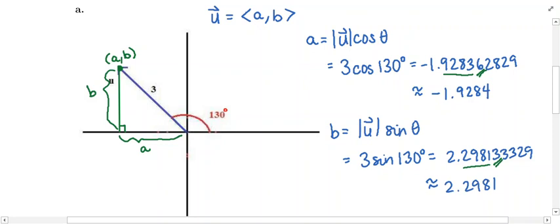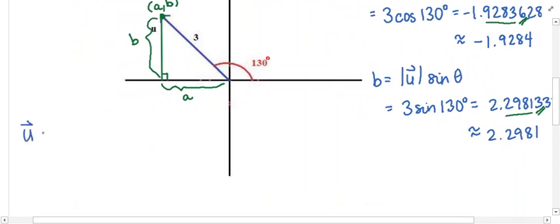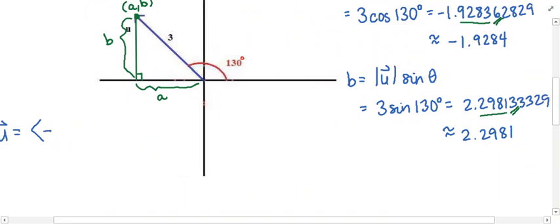We can write our vector now in component form. We actually know this terminal point is approximately negative 1.9284, comma, 2.2981. The signs make sense. You should have a negative horizontal component and a positive vertical component because we are in quadrant 2. The whole goal of this problem was to write the vector in component form. We can say that vector u can also be written this way. You always put the a value, or the horizontal component, first, and then you put the vertical component.